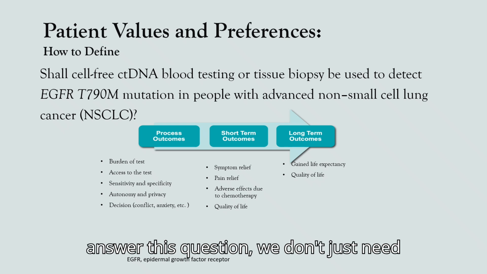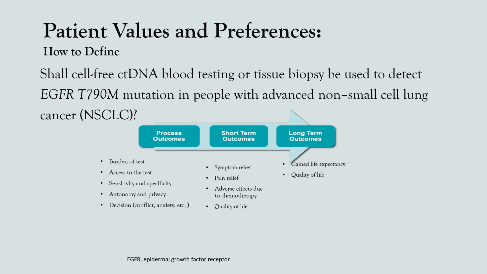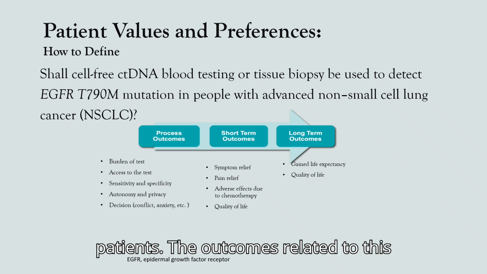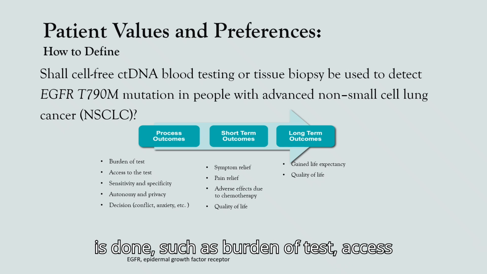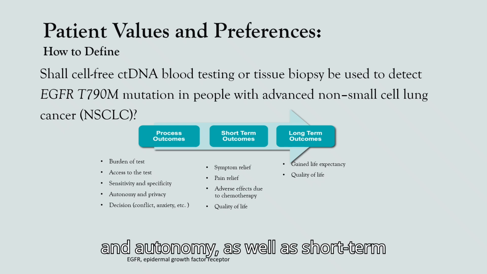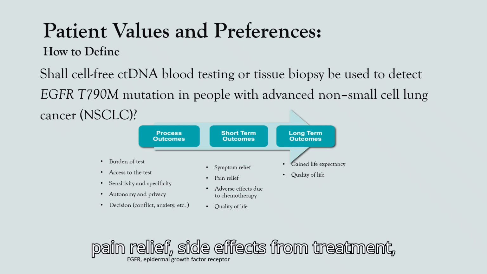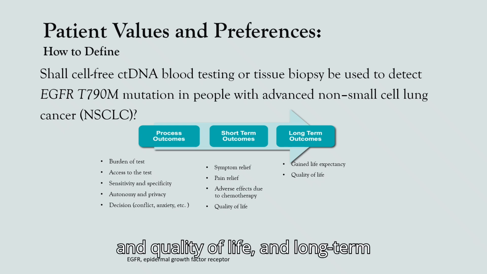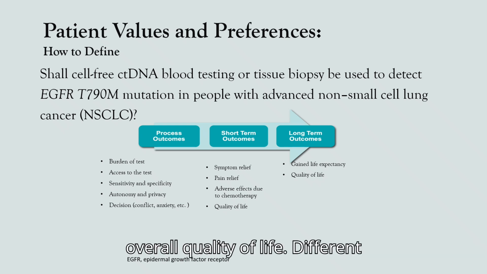To answer this question, we don't just need evidence about test accuracy and the long-term outcomes. We also need to understand what outcomes matter to patients. The outcomes related to this decision can be grouped into process outcomes, which relate to how the test is done, such as burden of test, access to test, sensitivity and specificity, and privacy and autonomy, as well as short-term outcomes such as symptom relief, pain relief, side effects from treatment, and quality of life, and long-term outcomes such as life expectancy and overall quality of life.